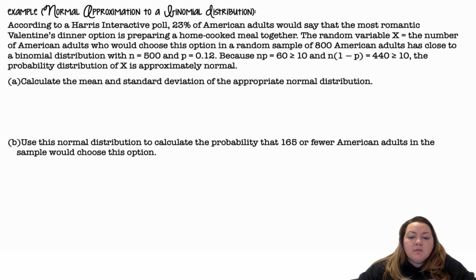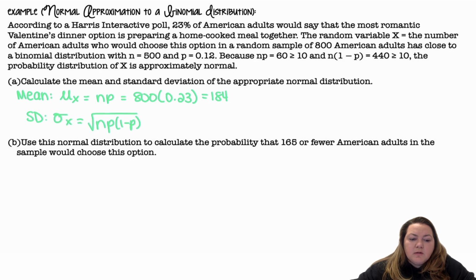Because n times p equals 184, which is greater than 10, and n times 1 minus p equals 616, which is also greater than 10, the probability distribution of x is approximately normal. Calculate the mean and the standard deviation of the appropriate normal distribution. So the mean is n times p, so 800 times 0.23 gives us 184. And the standard deviation is the square root of n times p times 1 minus p, which gives us 11.90.